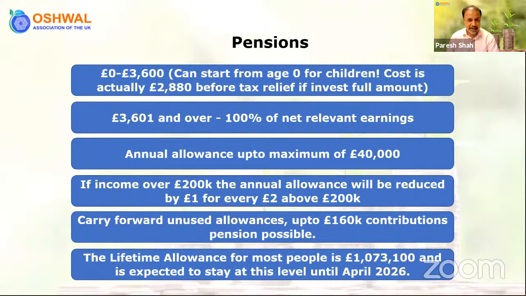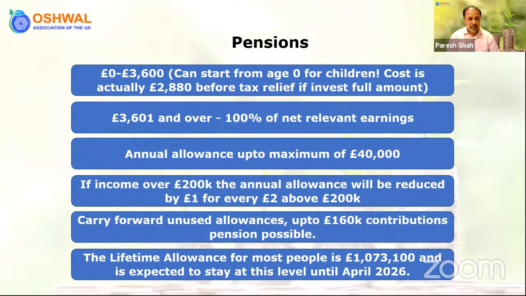So I think I've covered that, sorry, 3,600 for children. So the cost is 2,880. And then anything above that is 3,600 on net relevant earnings, i.e. if your salary is £20,000, you could effectively put 100% of your taxable income into that. So the maximum allowance each year is £40,000. Not many people use it. We know that in practice, not many people are able to put pension contributions in, but there are a lot of people who can and do maximize their pension contributions.